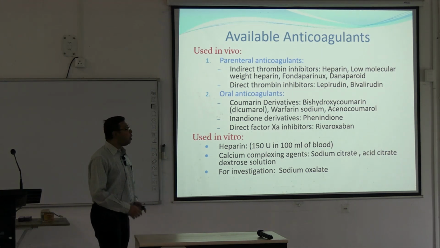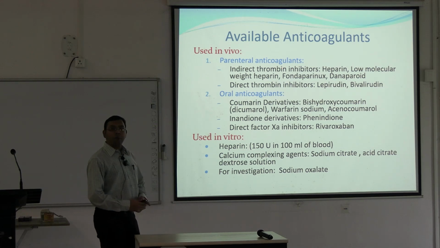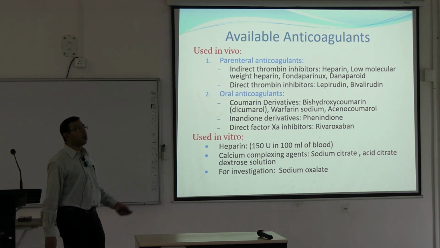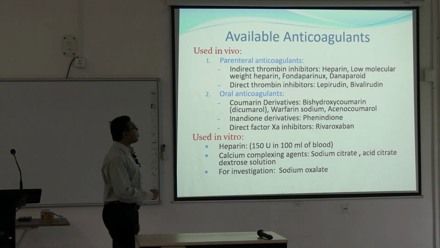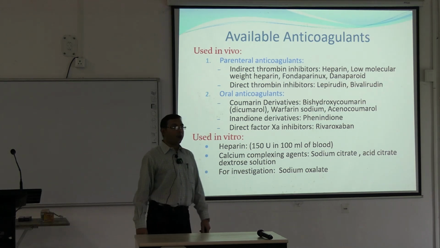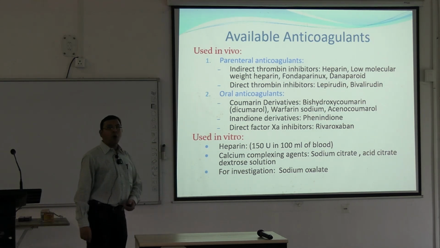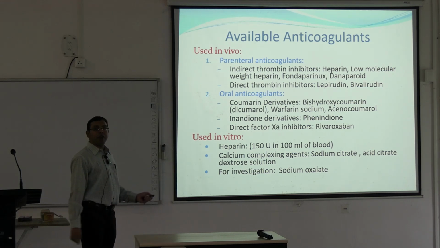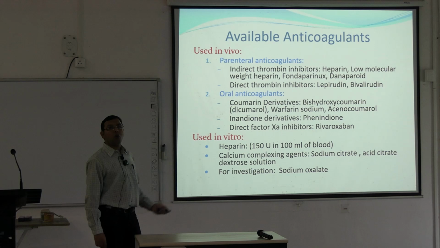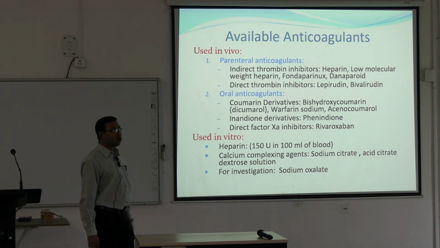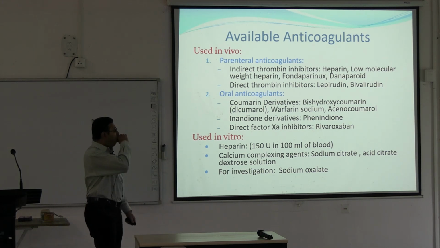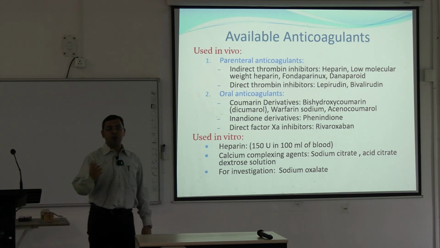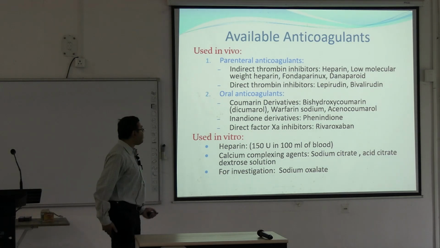Parenteral means injectable. Injectable may be indirect thrombin inhibitors like heparin, low molecular weight heparin, danaparoid, fondaparinux, etc., and direct thrombin inhibitors like lepirudin, bivalirudin, etc. Oral anticoagulants means those given orally. That may be coumarin derivatives: bishydroxycoumarin or dicumarol, warfarin, acenocoumarol, etc. There may be phenindione, and there may be direct factor Xa inhibitors, the newer ones. We'll discuss these, like rivaroxaban.